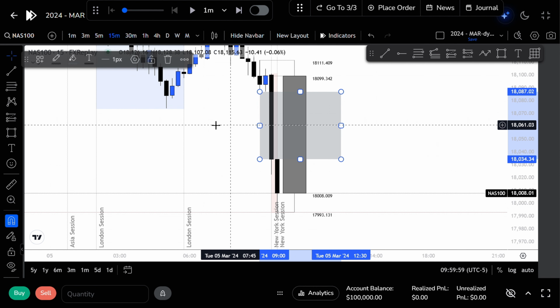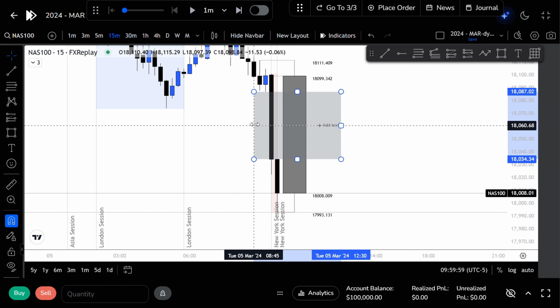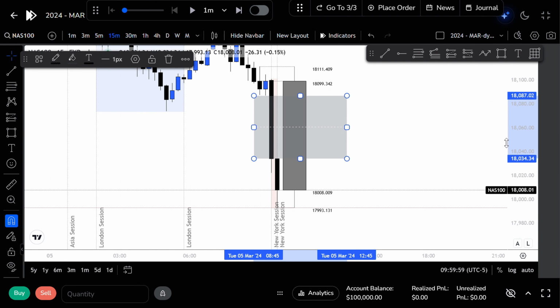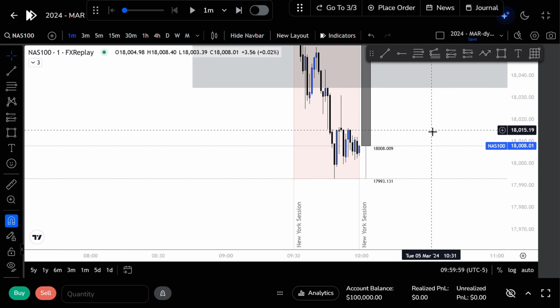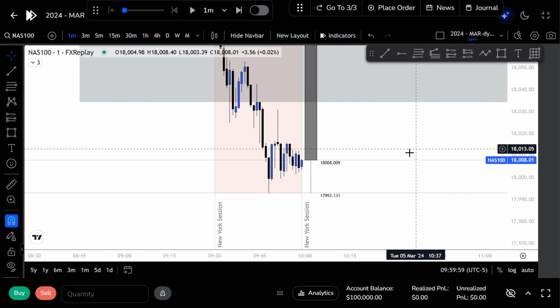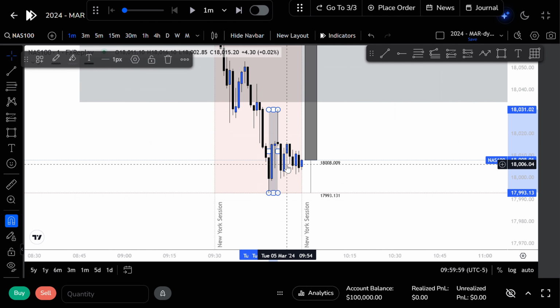Now, as you've probably seen in my previous videos, you already know what a fair value gap is. If not, I definitely recommend you go check that video out. But yeah, let's see what happens. You can see right here, this is the start of accumulation.